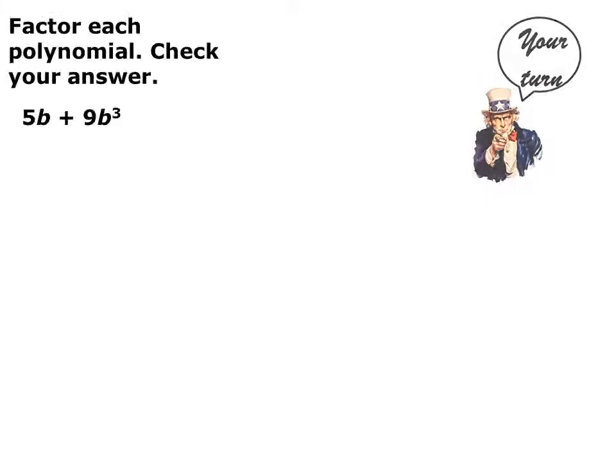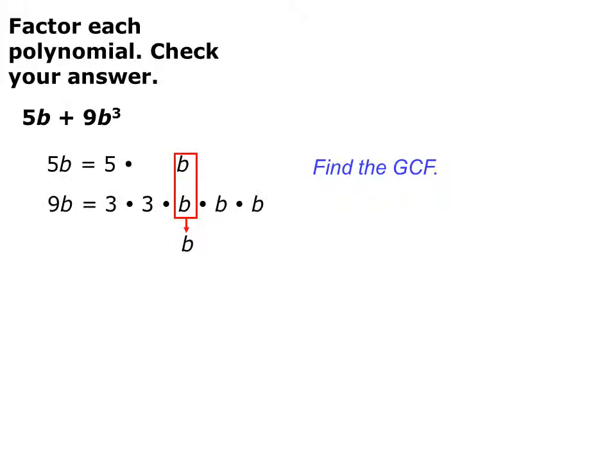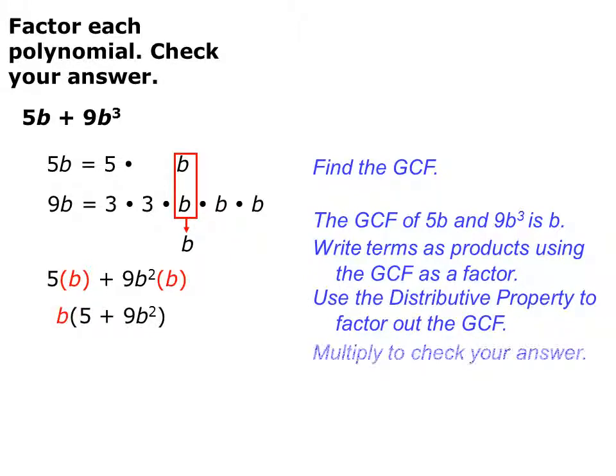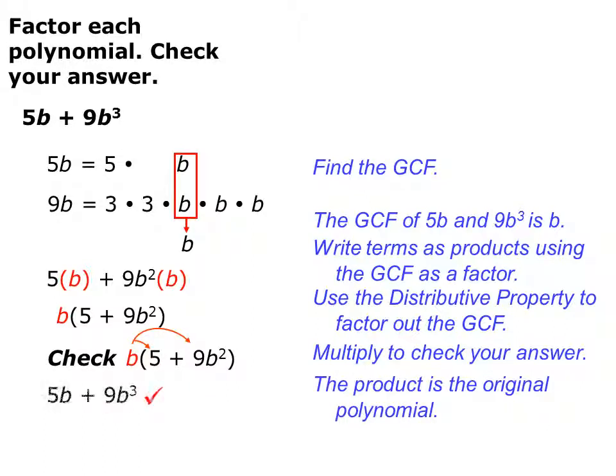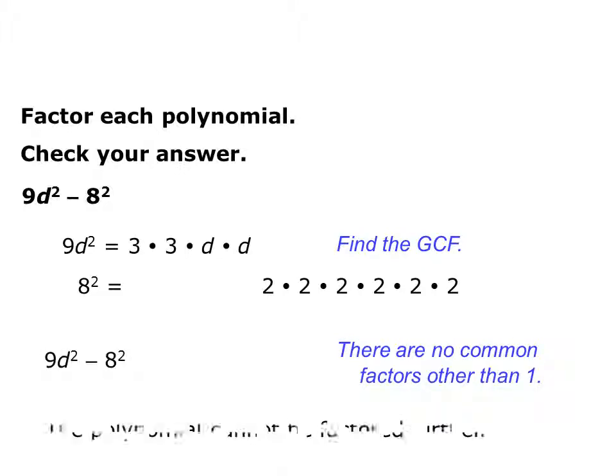All right, here's your turn. Please do this, and you can stop the video. And here's the answer. The common factor is going to be only b. Check, and you get the answer. Now, this one you can do again. Please pause the video. You may have guessed it, there is nothing in common, so we call it unfactorable. Only 1. It cannot be factored any further.